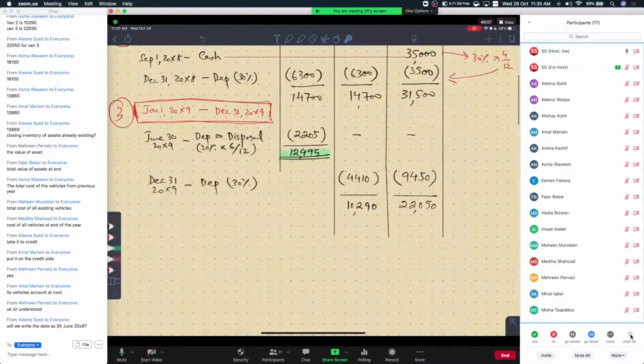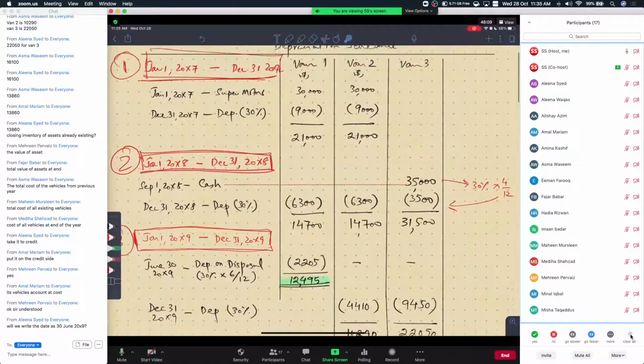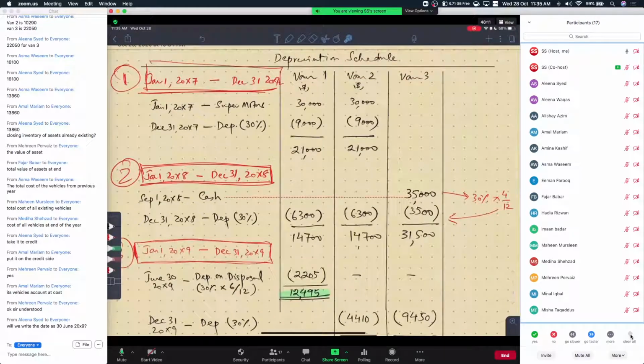So we come back to our depreciation schedule, right? We can see van 1 column, and that's why this way of presenting these workings is much easier, because now everything is organized and sorted. So you can tell, 9,000 we charged as depreciation in the first year, 6,300 we charged in the second year, and then 2,205 was charged in the third year. So how much was the total accumulated depreciation charge on van 1?